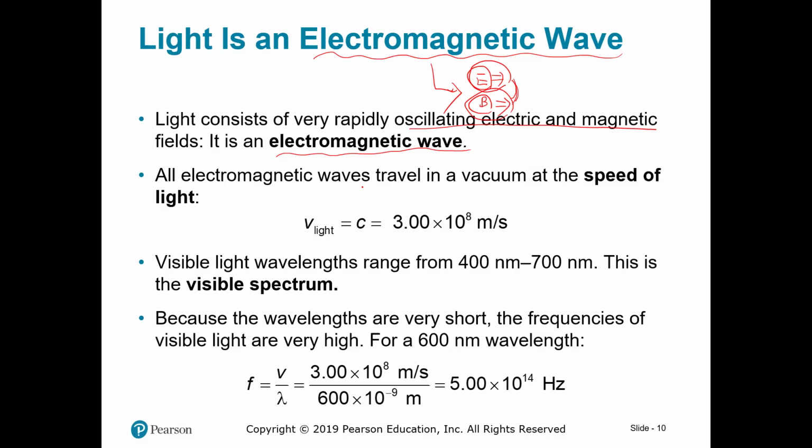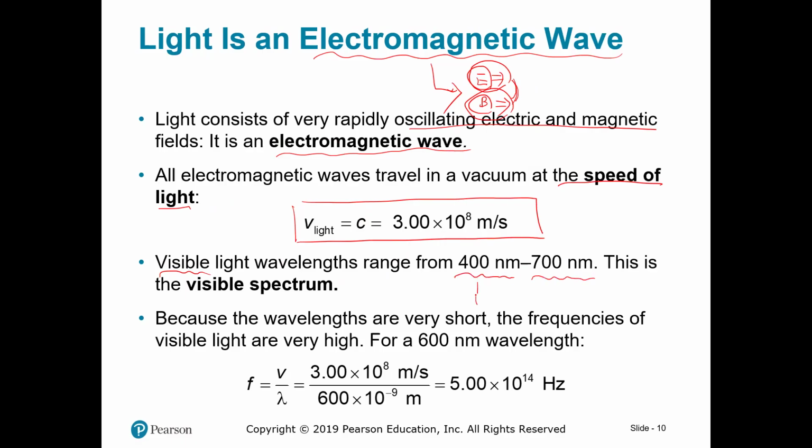Electromagnetic waves travel in a vacuum at the speed of light, which is 3 times 10 to the 8 meters per second. And visible light, as everybody knows, ranges from 400 nanometers to 700 nanometers.